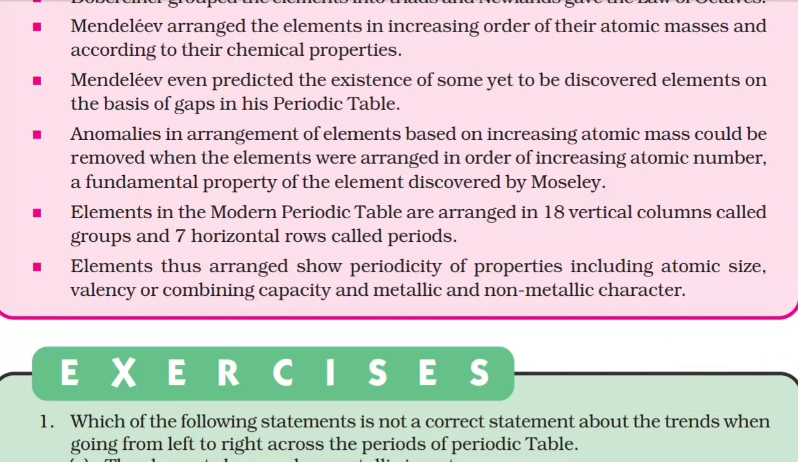Elements in the modern periodic table are arranged in 18 vertical columns called groups and 7 horizontal rows called periods. Elements thus arranged show periodicity of properties including atomic size, valency or combining capacity, and metallic and non-metallic character.